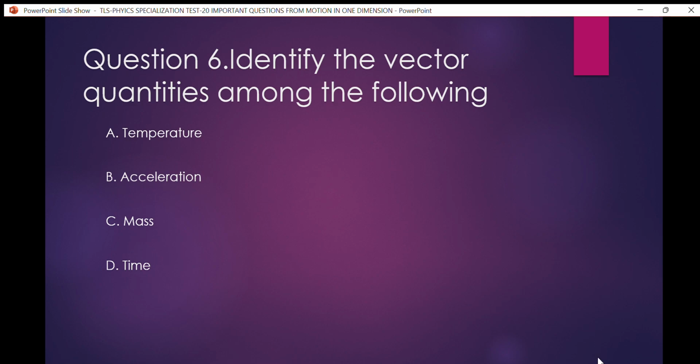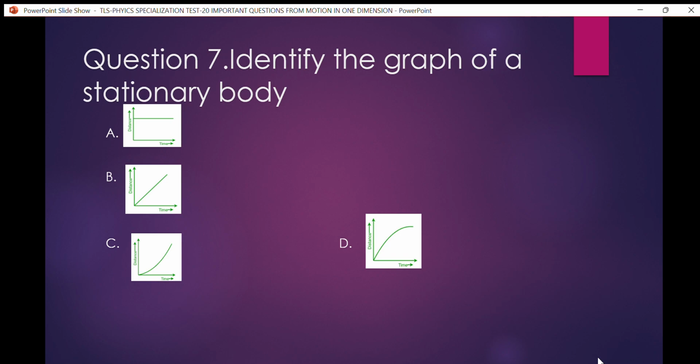Let me go to question number 7. Identify the graph of a stationary body. So here a distance time graph is shown. In all 4 options we have a distance time graph. In the first graph, option A, you can see as time increases, there is no change in distance. And in option B, you can see as time increases, there is an increase in distance.